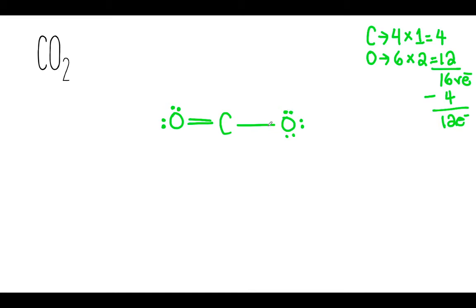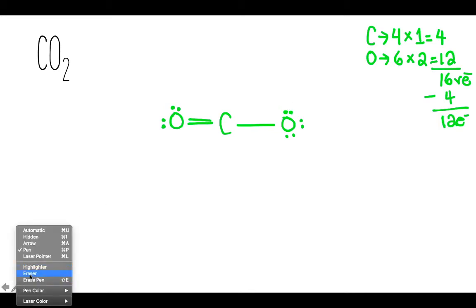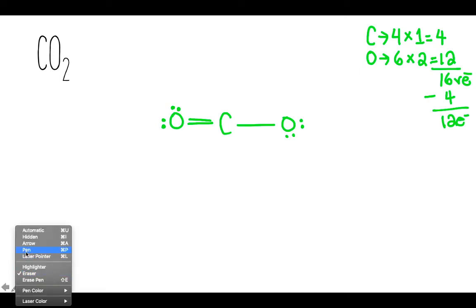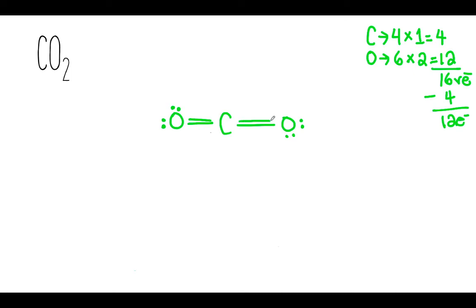So I would need to do that on this side as well in order to make my carbon satisfied. So I took away that lone pair, and then I'm adding this as a double bond. Remember that you're not just adding double bonds as you wish. You have to take away a lone pair and then put a double bond in. That helps you keep track of the total number of electrons that you have to work with in your compound.